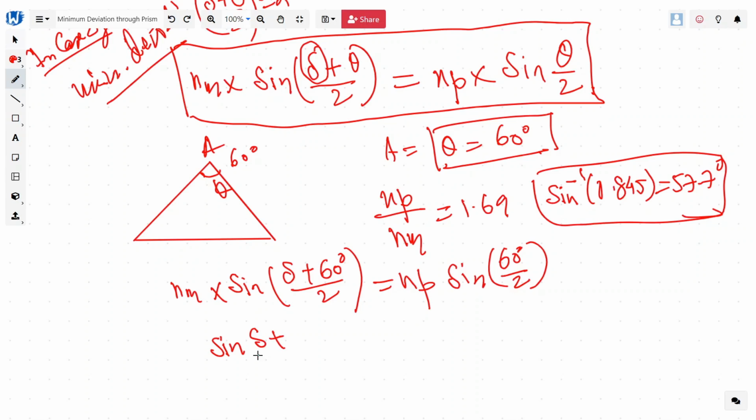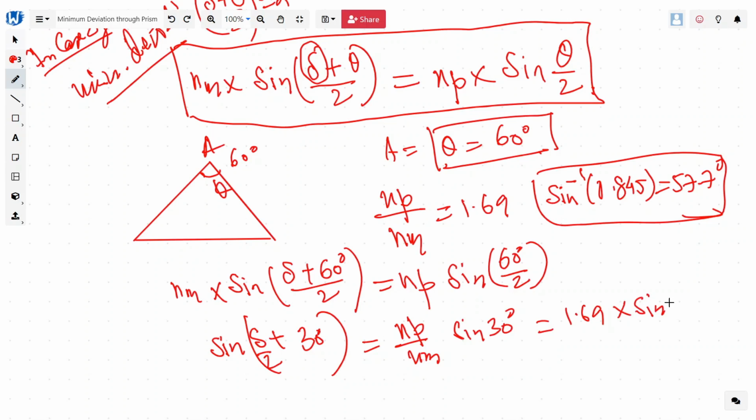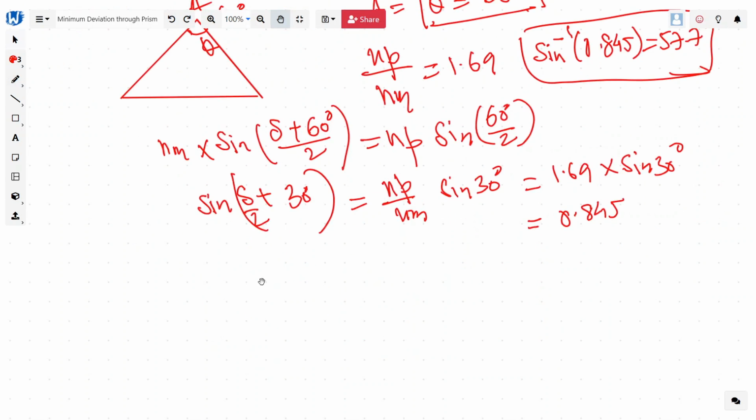delta by 2 plus 30 degrees is going to be equal to Np by Nm sine 30 degrees, and this will be equal to 1.69 into sine 30 degrees, and this will be equal to 0.845. That's why the probability is given over here. Now we'll need a sine inverse on this side. We can simply solve for it.